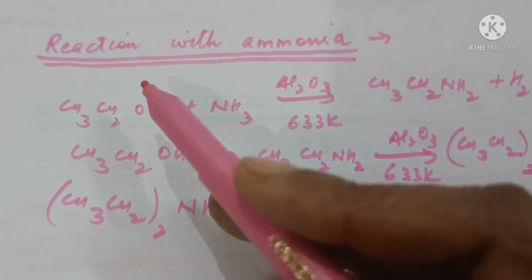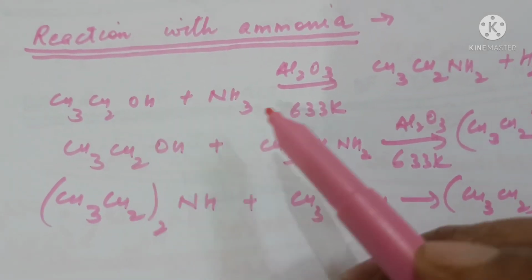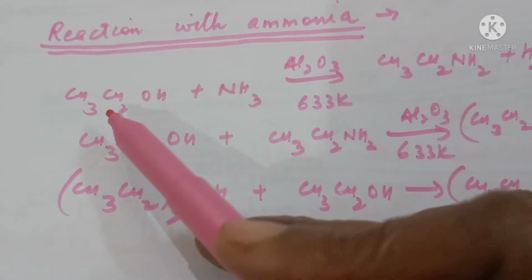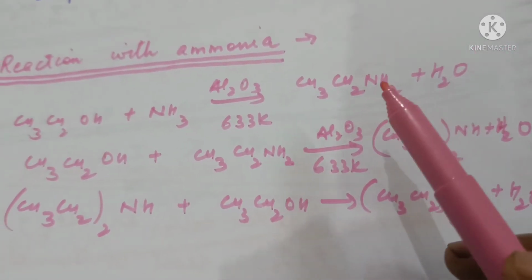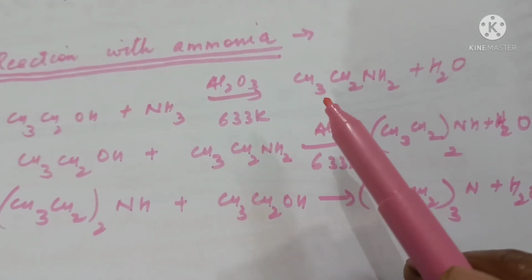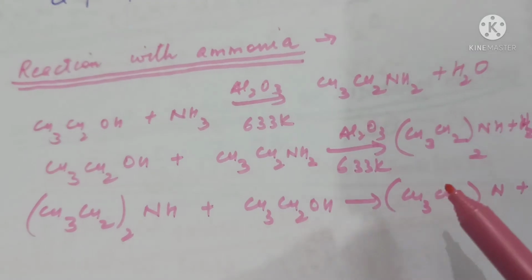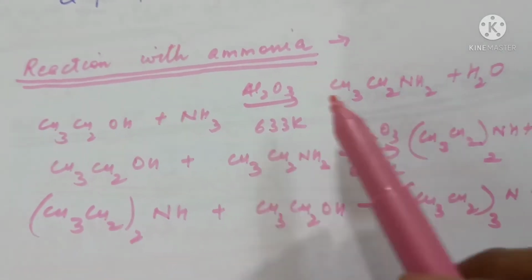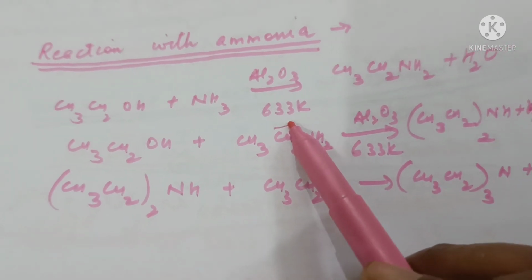Next is reaction with ammonia. So the OH of alcohol reacts with the H of NH3 to form water. The remaining NH2 combines with ethyl to form ethylamine. This reaction will not stop at this stage. It can further react also to form secondary and tertiary amines. Reaction takes place in presence of alumina at a temperature of 633 Kelvin.